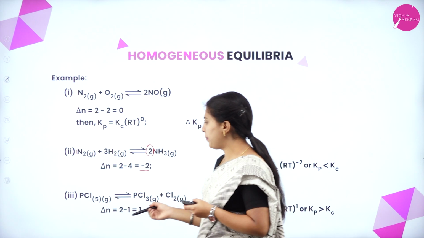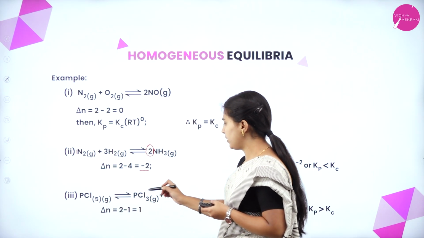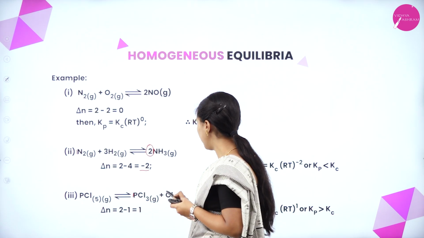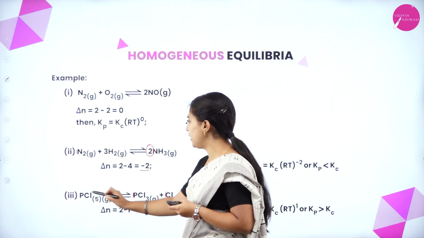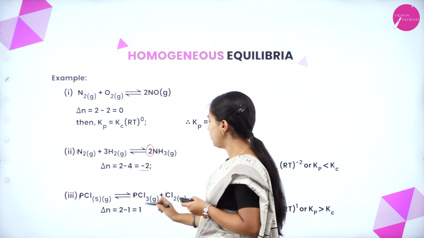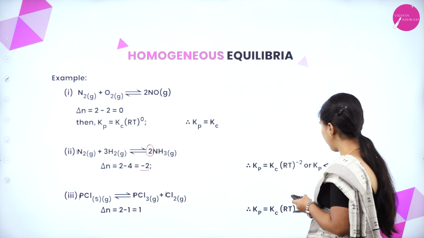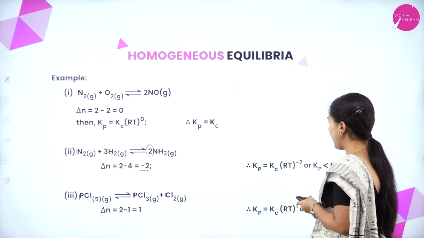We'll see another example. PCl5 gives rise to PCl3 plus Cl2. What is the product? Overall 1 and 1, 2 will happen. Here 2 minus 1, that is 1, equals 1. So Kp equals Kc (RT) to the power 1. So Kp is greater than Kc.